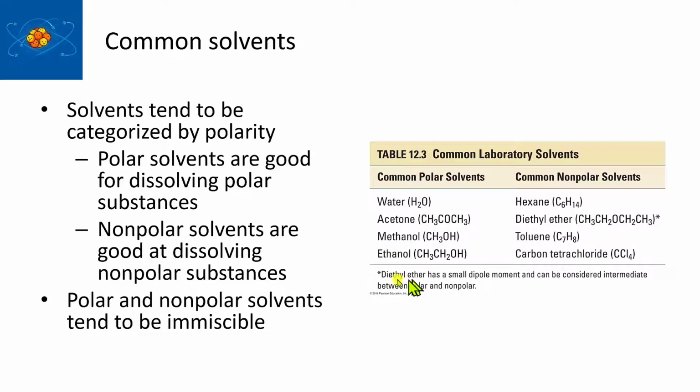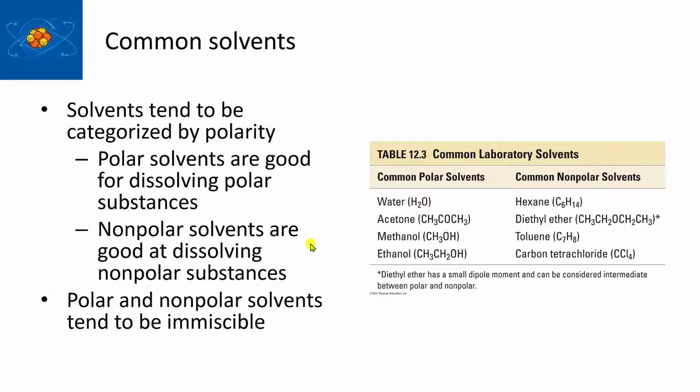If you notice, it says diethyl ether has a small dipole moment and can be considered to be intermediate between polar and nonpolar. So this is one that dissolves a little bit in water, right, but doesn't make a very good solution with water. Usually forms separate layers if you have the right quantities. But hexane, toluene, and carbon tetrachloride are completely immiscible. So if you're trying to dissolve something that's polar, you pick a polar solvent. If you're trying to dissolve something that's nonpolar, you pick a nonpolar solvent.